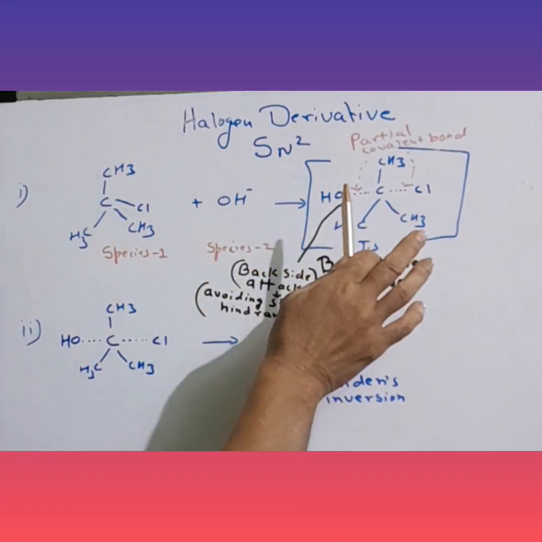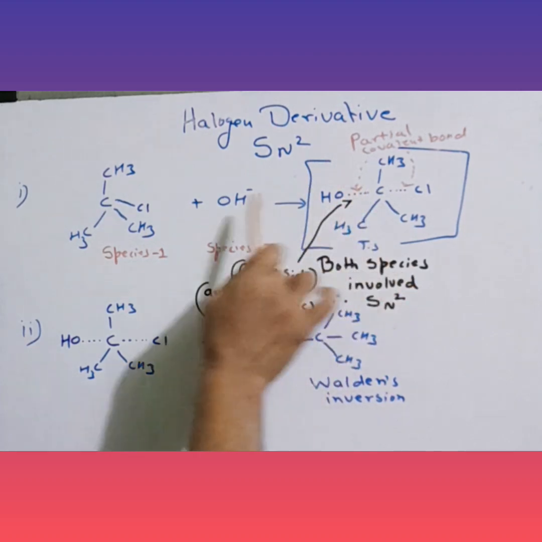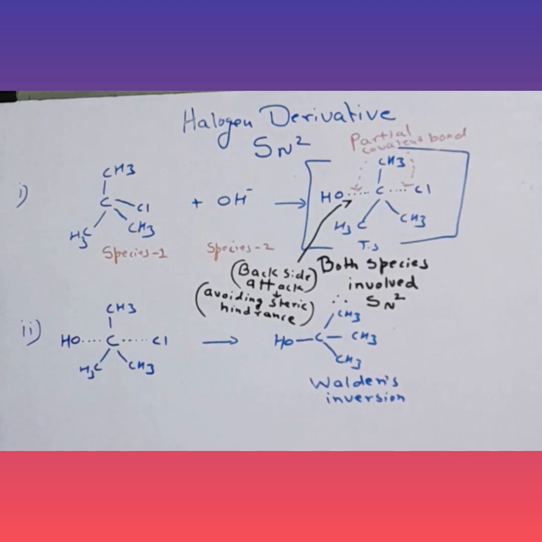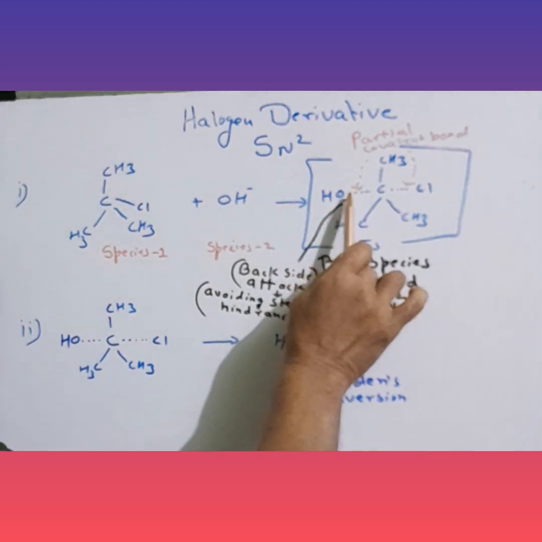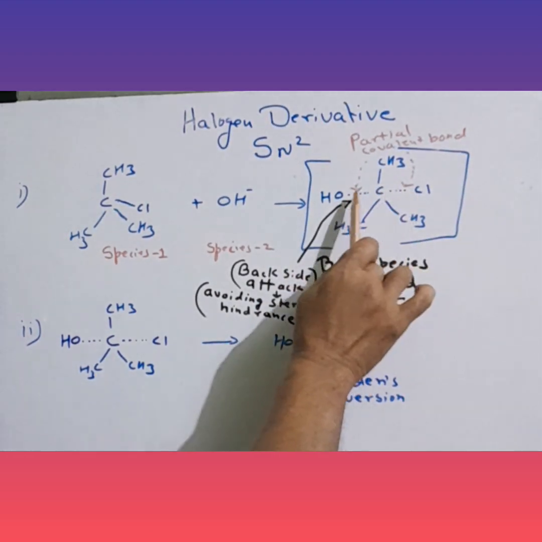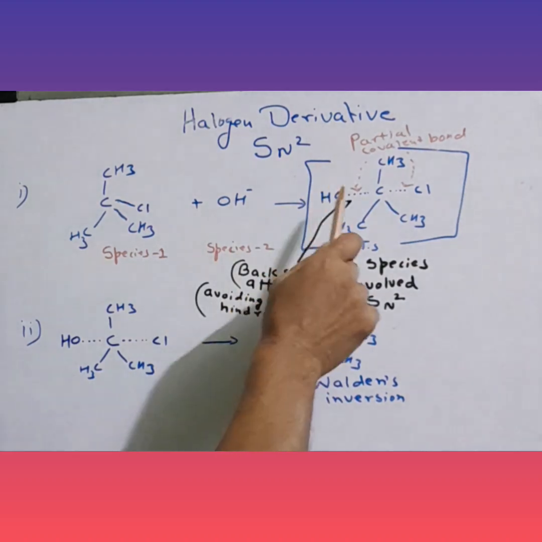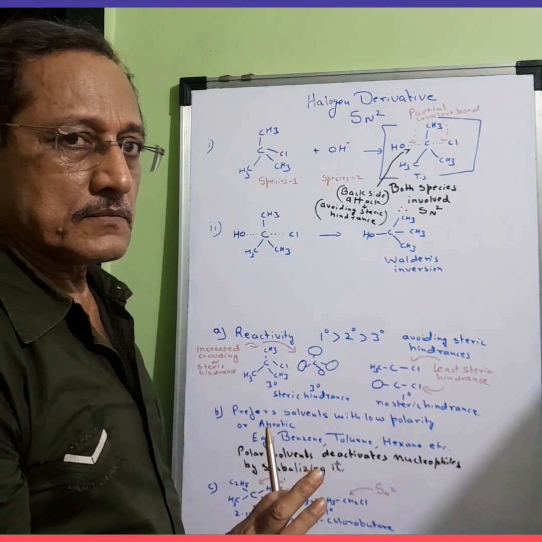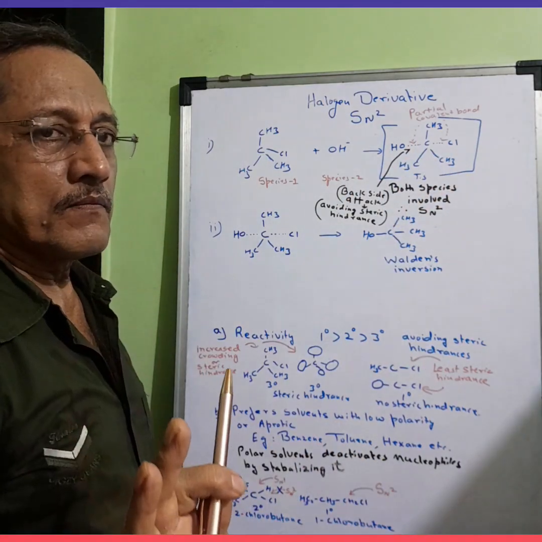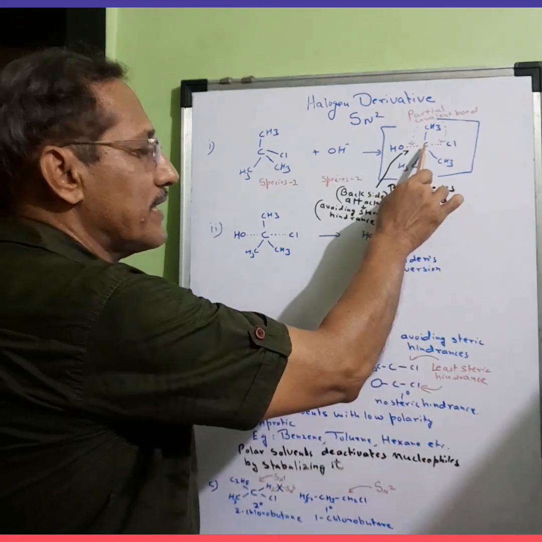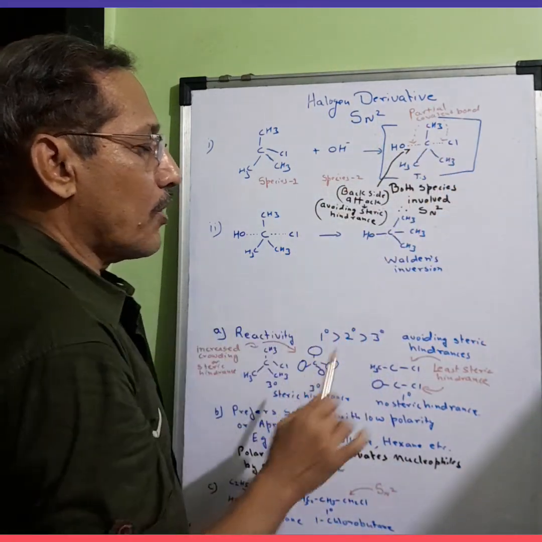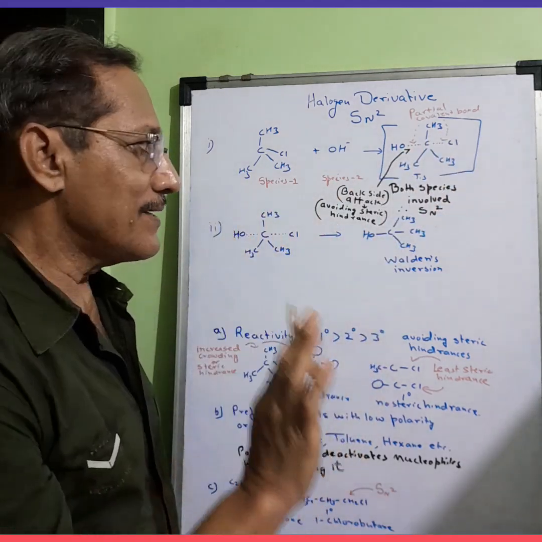So what happens in the transition state? This is backside attack. OH does a backside attack, whereas Cl is here in the front side. You can see it's dotted, it's not a bold line, so these are partial covalent bonds. We also call it a penta-coordinate bond, because we know carbon can take only 4 bonds. It's tetravalent, right? So a penta-coordinate or partial covalent bond in the transition state, which is highly unstable.